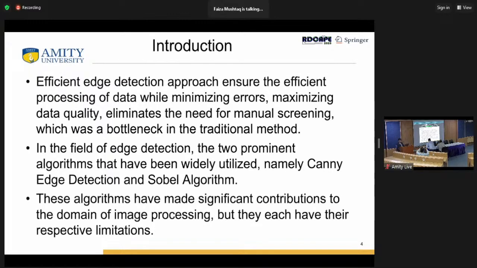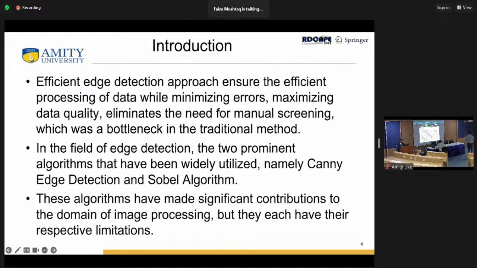In the field of edge detection, the two prominent algorithms that we have used in our work are Canny edge detection and Sobel algorithm. These two algorithms have made a significant contribution to the domain of image processing, but each of them has a limitation. There are a lot of image edge detection algorithms, like Canny, Roberts, Prewitt, and Sobel. But the Canny edge detection algorithm is most frequently used and gives better results. That is why we have taken it.